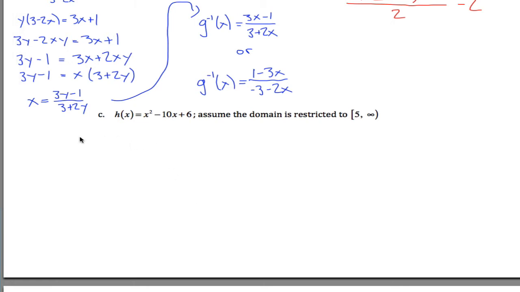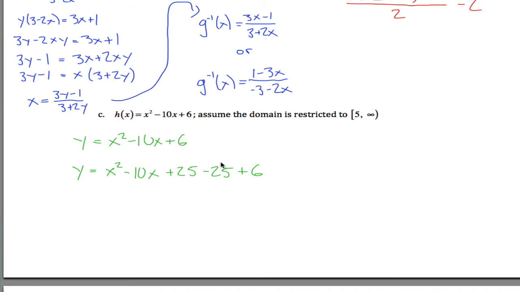Alright, and then this guy, y equals x squared minus 10x plus 6. It's hard because I got an x squared and an x. The solution for that is to complete the square, but I don't have a perfect square. I got x squared minus 10x. If I had x squared minus 10x plus 25, I'd have a perfect square. But I don't have plus 25.